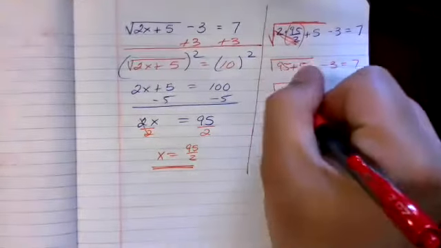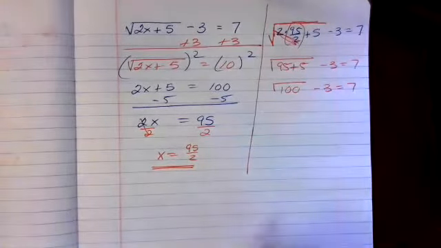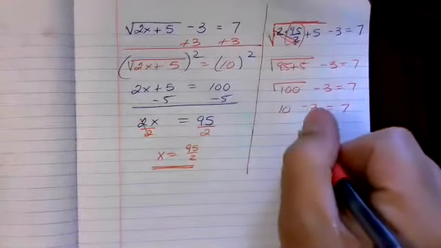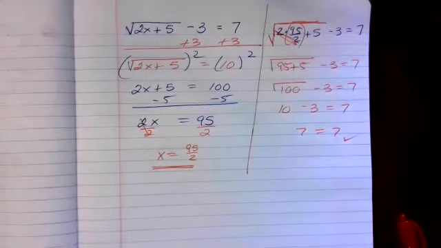And 95 plus 5 is 100. And the square root of 100 is 10. And 10 minus 3 is 7. So this checks.